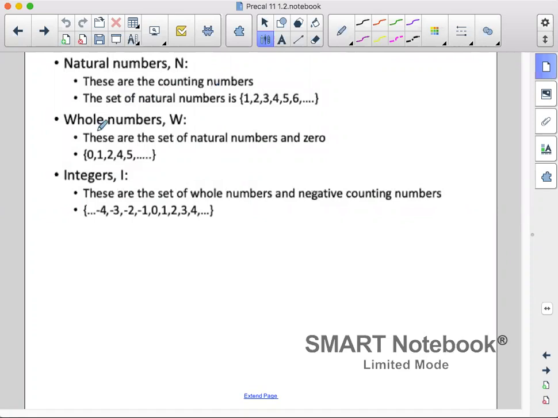We also have what are known as whole numbers. These are the set of natural numbers and 0. So we'll start with 0 instead of 1, and those are known as our whole numbers. We also have integers, which are given by a capital letter I. These are a set of whole numbers and negative counting numbers. So now we're also going into the negative numbers.